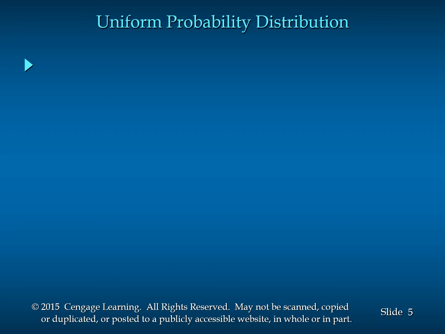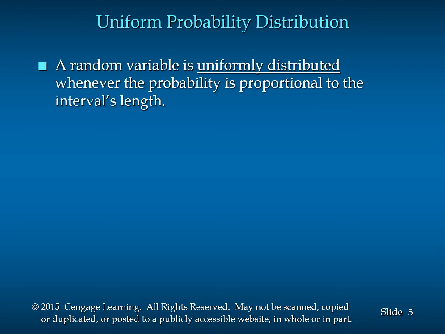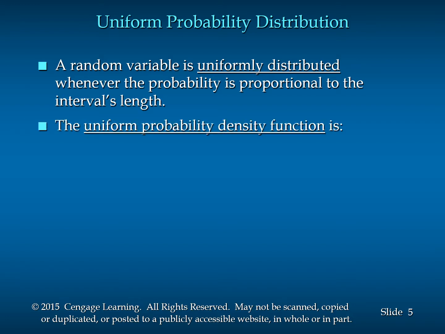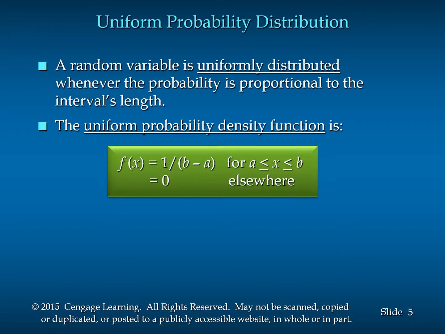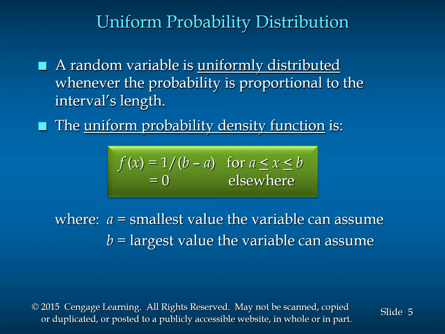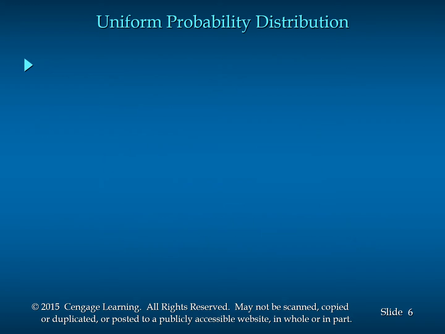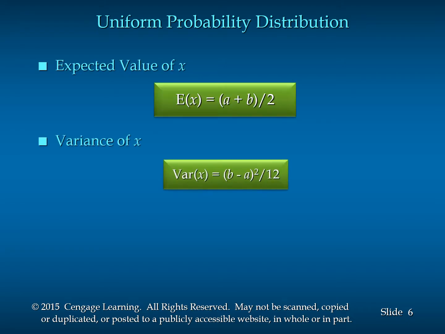The uniform continuous probability distribution is probably the simplest. Similar to the discrete uniform distribution, the probabilities are uniformly distributed across the range of potential values. The function is represented by this simple formula, where b is the largest value and a is the smallest possible value. For a uniform distribution, we can calculate the expected value, or the mean, as well as the variance, and then from the variance calculate the standard deviation.